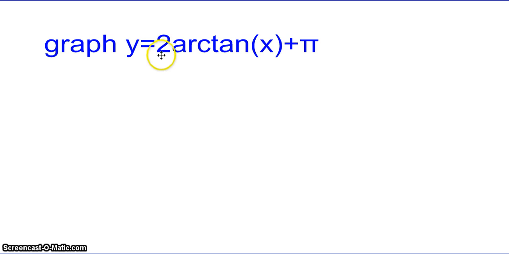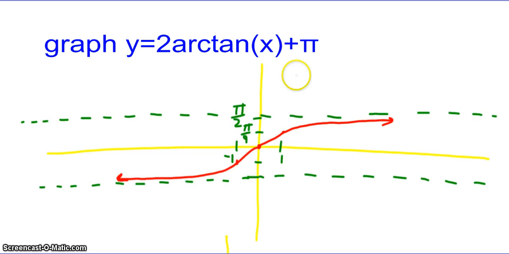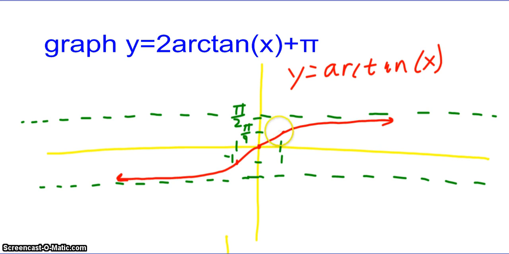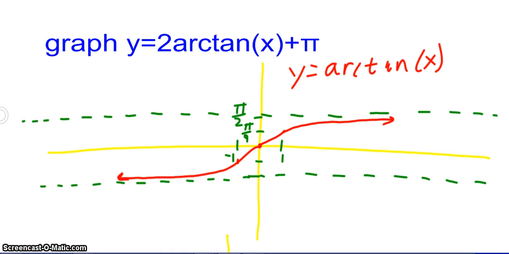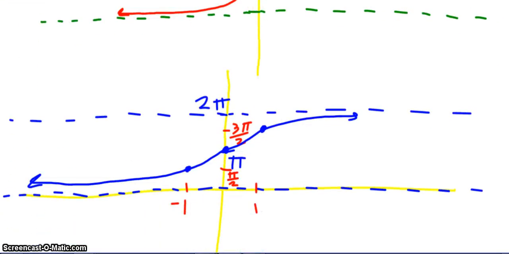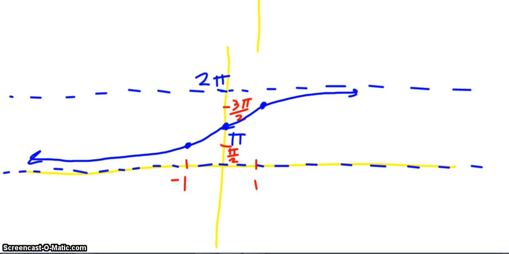Alright, next one. I want you to graph y equals 2 arctan of x plus pi. So pause the video, unpause when you're ready to check. Okay, so this is my rendition of y equals arctan of x. Not very great, but this is at pi fourths, 1, and negative pi fourths, -1. These are at negative pi halves and pi halves respectively. So I can see then that this now is my transformation.